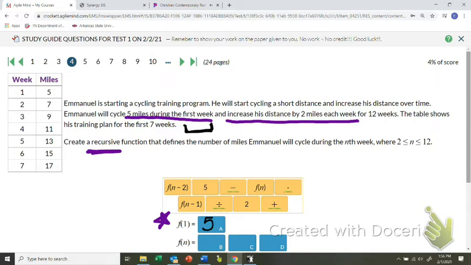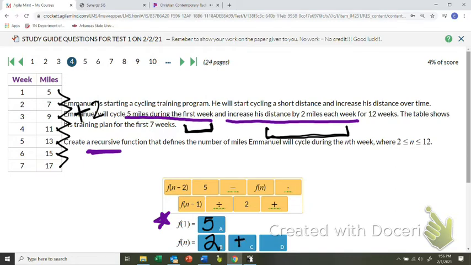So, looking at this table, what is it doing every week? He's increasing by what? He is increasing by 2 every week, which is what he told us right here. So we've got 2. Is this going to be an arithmetic or geometric sequence? Arithmetic, because what am I doing every time? I'm adding. So we have 2 plus.